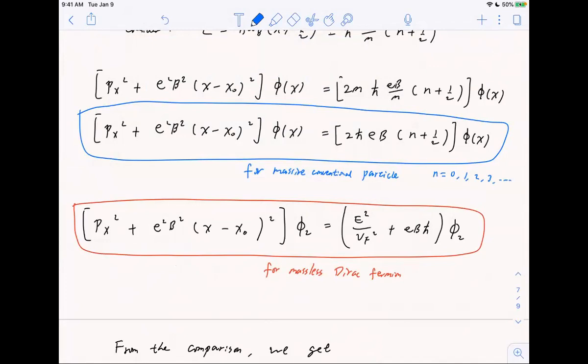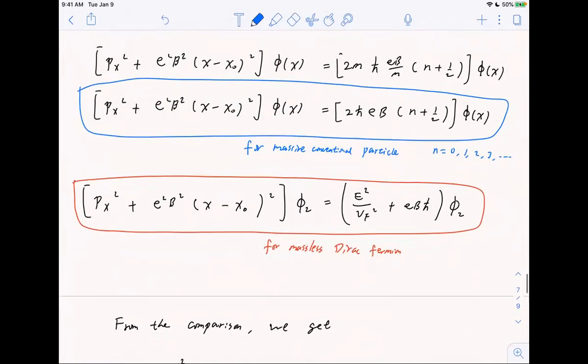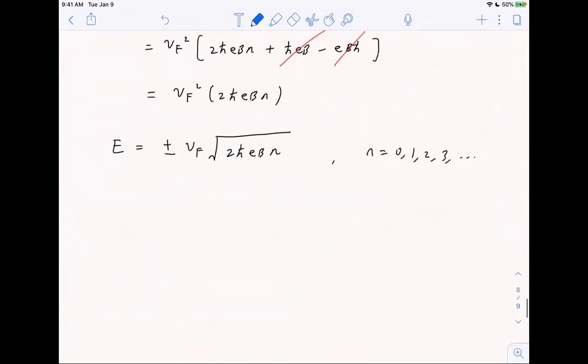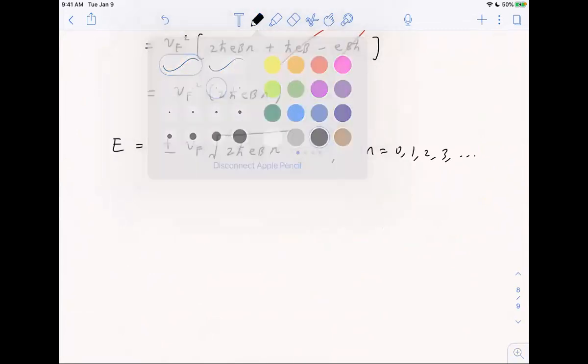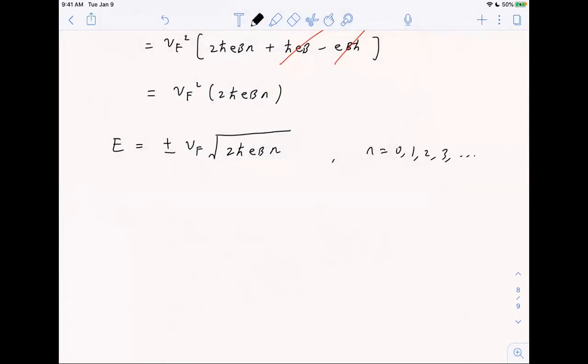That is the solution of this equation, and you get the equation with essentially the same form. But instead of just an energy here, you have an energy square over VF square plus a constant term. Okay. So there's another way to write it. That is, we allow n to take a negative value.